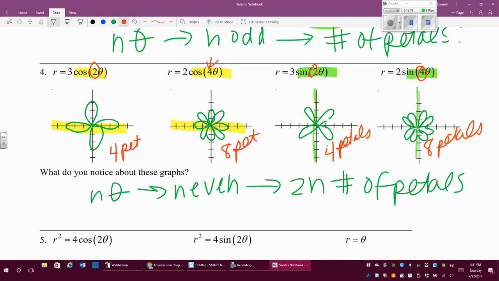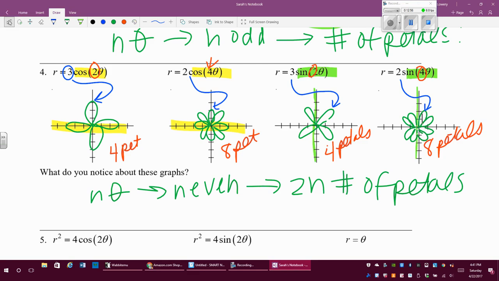So odds, you actually have the number of petals. Evens, you're going to double the number of petals. And the number in front tells us how far out it extends. Out to 3, out to 2, out about a radius of 3, out about a radius of 2. So that's kind of nice because we can tell the symmetry and we can tell how many petals it has.